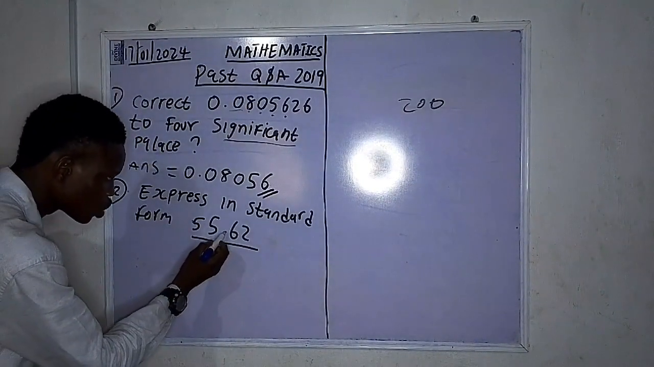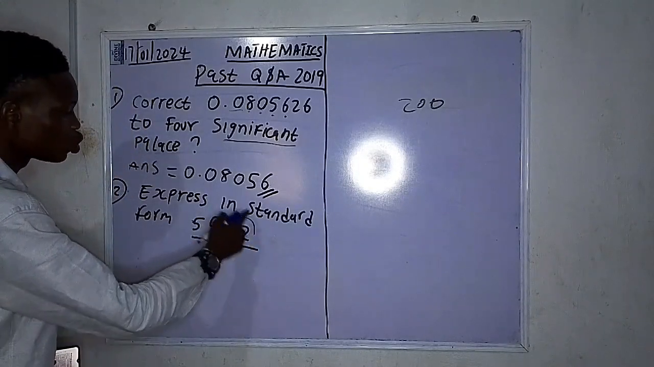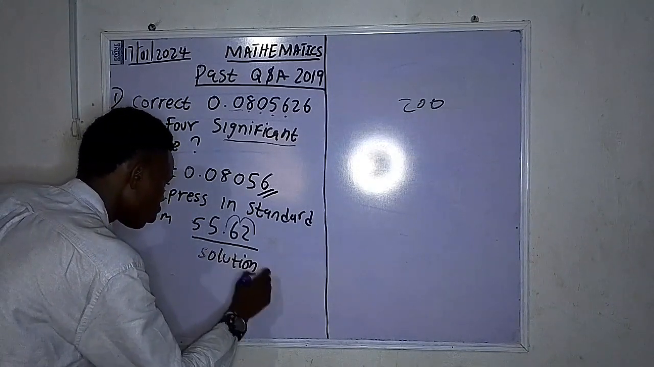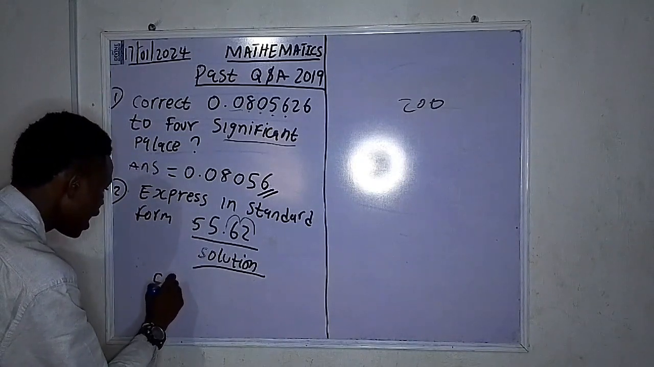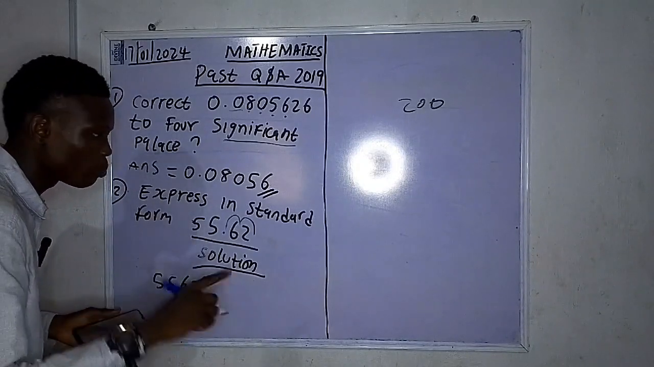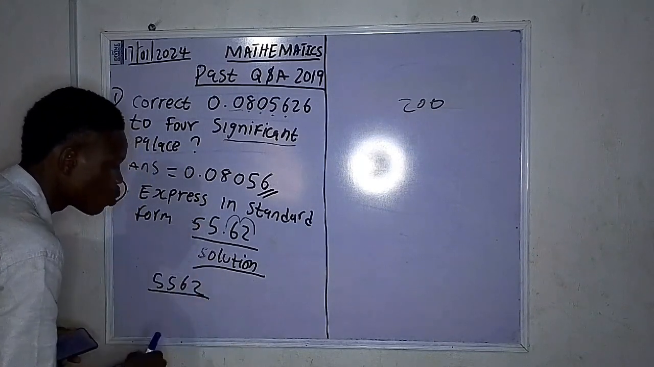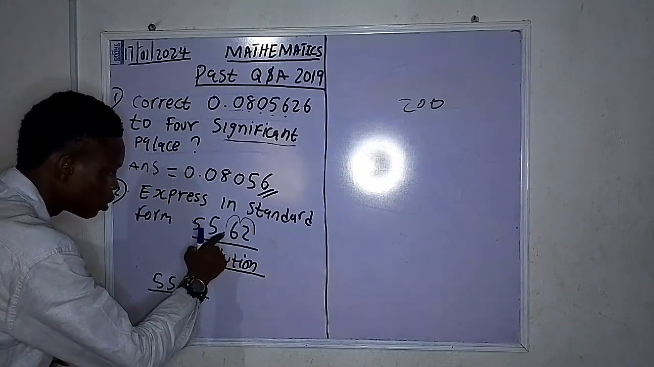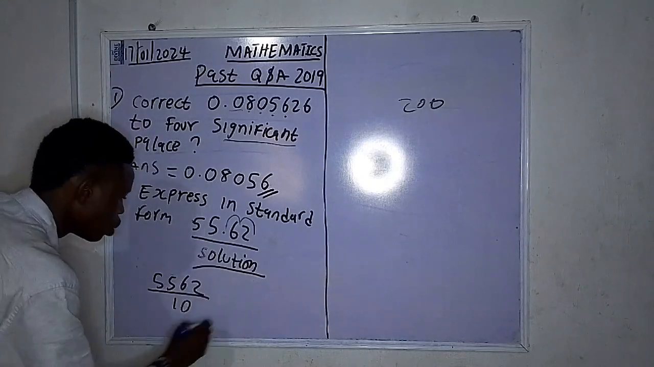This is decimal place, so it is 0, 1, that's how many 0s? 1, 2, which is 100. So the solution for this is 5, 5, 6, 2. Now you make it a whole number first. Make sure you make it a whole number first. Then you say all over 100. Why do we say 100? We say 100 because of the point here, which is 0, 1, which is a tenth. Now we have 10 here.